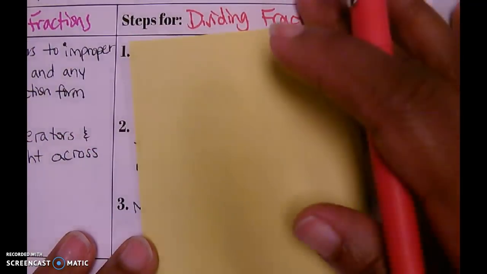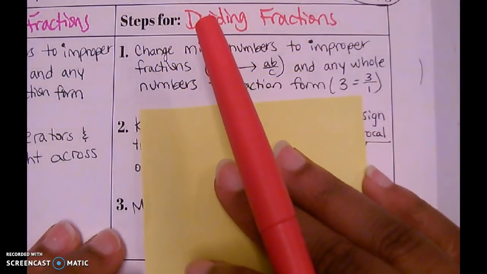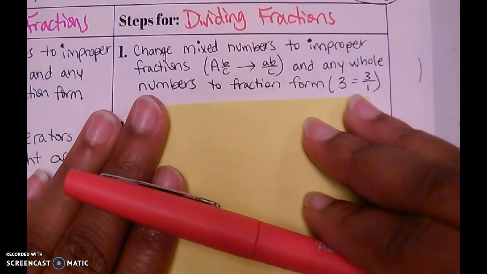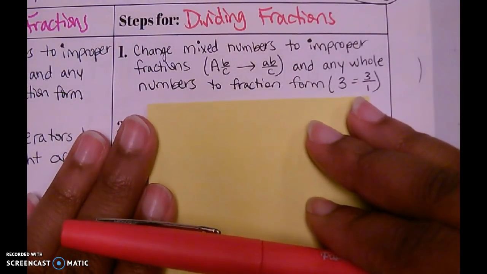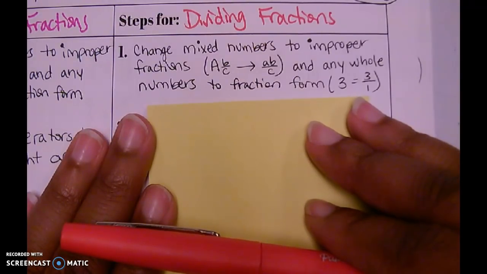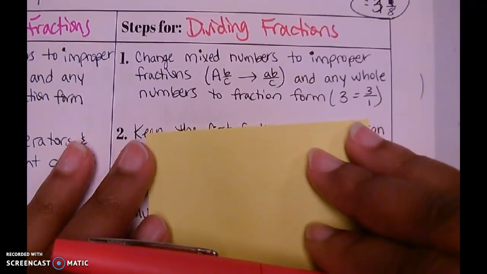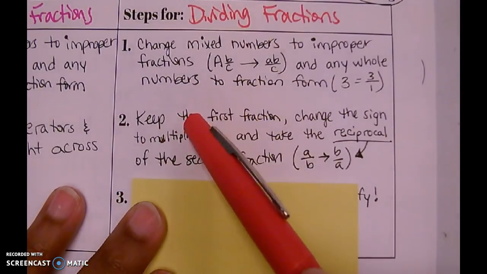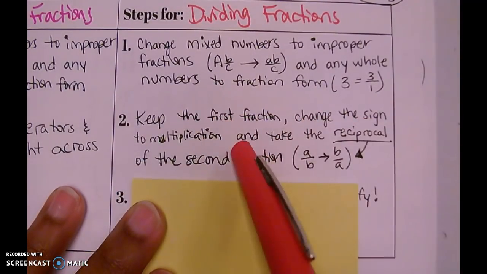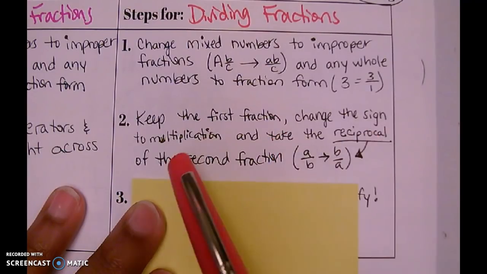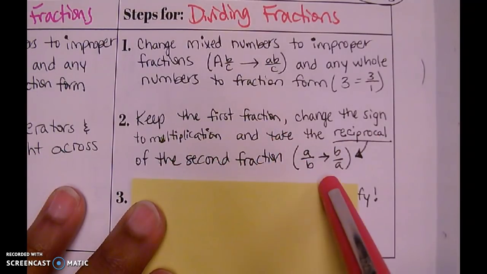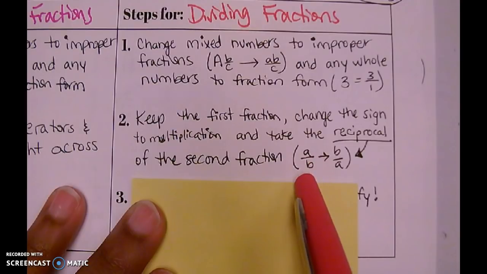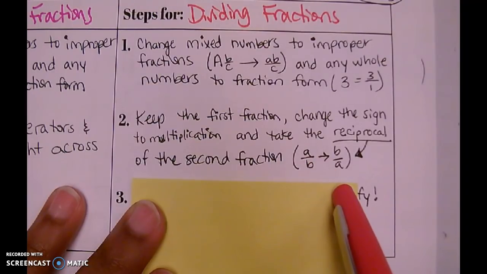Next, let's look at the steps for dividing fractions. Very similar to multiplying, the first thing we're going to do is change mixed numbers to improper fractions and any whole numbers to fraction form, just like we did with multiplying fractions. But the second step is going to be a little bit different. For the second step, we're going to keep the first fraction, change the sign to multiplication, and take the reciprocal of the second fraction. And a reciprocal is basically when you switch the numerator and denominator. So, for example, A over B would now be B over A.